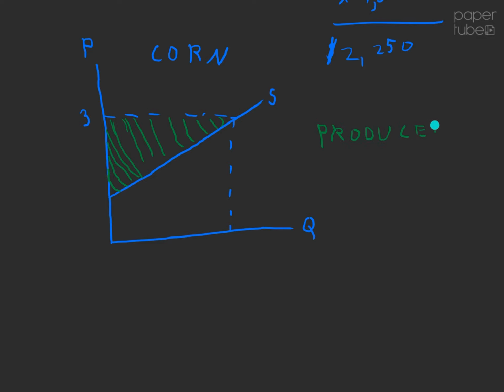Now the producer surplus is very similar to profit, and under the right conditions, it's exactly equal to the profit. The producer surplus represents the reason why the producer wants to get involved with making corn. The abbreviation for producer surplus is PS. And the producer surplus is just the revenue minus the opportunity cost of producing corn.